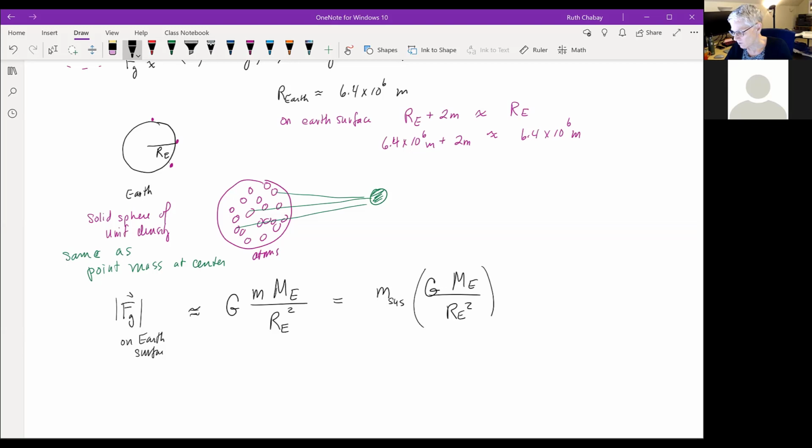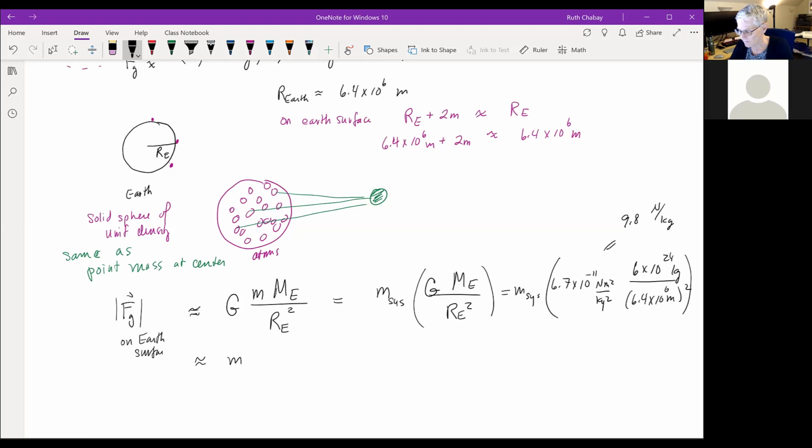And what do you think this comes out to when we actually calculate it? This is going to be equal to the mass of the system times 6.7 times 10 to the minus 11 newton meters squared per kilogram squared. The mass of the Earth is 6 times 10 to the 24 kilograms. The radius of the Earth is 6.4 times 10 to the 6th meters, and we're going to square that. And that just comes out to be equal to 9.8 newtons per kilogram. We call that little g. So this quantity here is equal to little g.